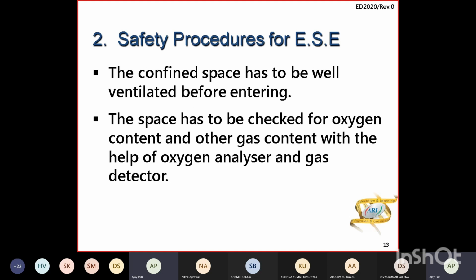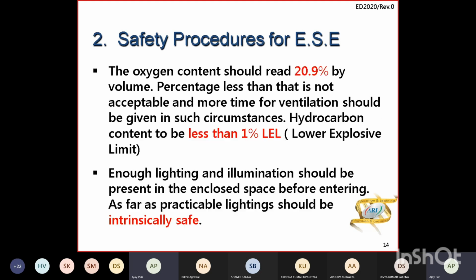Confined spaces have to be well ventilated prior to entry, and that space has to be checked by O2 analyzer for checking your oxygen content, checking with dragger tube for your toxic gases, checking with explosimeter for hydrocarbon gases. When you check with your O2 analyzer, oxygen content should read 20.9 at least by volume. Any percentage less than this is not acceptable and more time for ventilation should be given. Hydrocarbon content should be less than 1% of lower explosive limit.